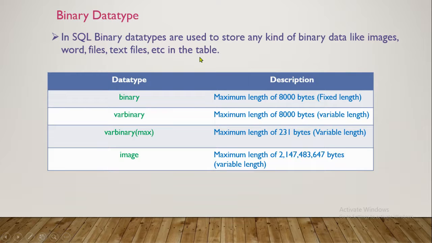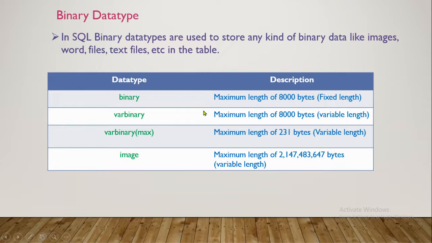In SQL, binary data types are used to store any kind of binary data, like images, word files, text files, etc. Sometimes we have to store word files or pictures in the database. So we have to use binary data type to store such objects. It has a fixed length, with a maximum length of 8,000 bytes.